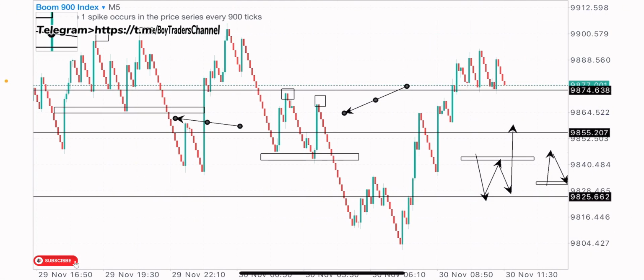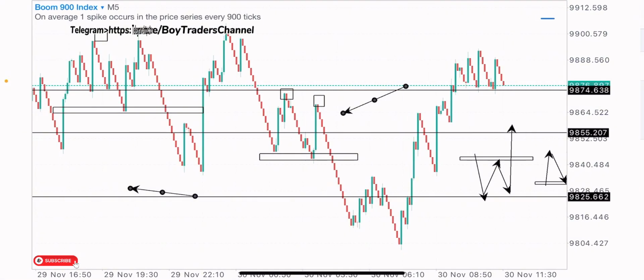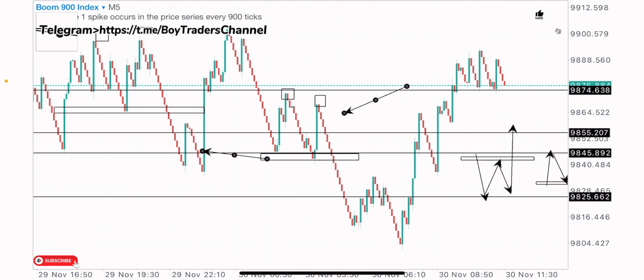Then our entry would be on the break and close below this neckline, which our first entry would be here, counting the candlestick ticks or drops. So the first one, second one, third one, fourth, and fifth. So our exit point would be on the 5th drop, which is at this point. That's for the crash indexes.